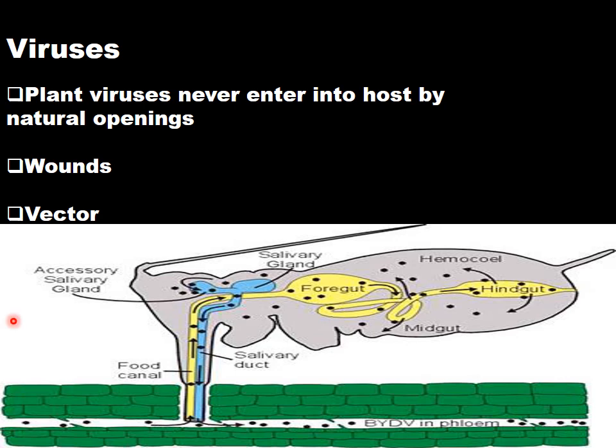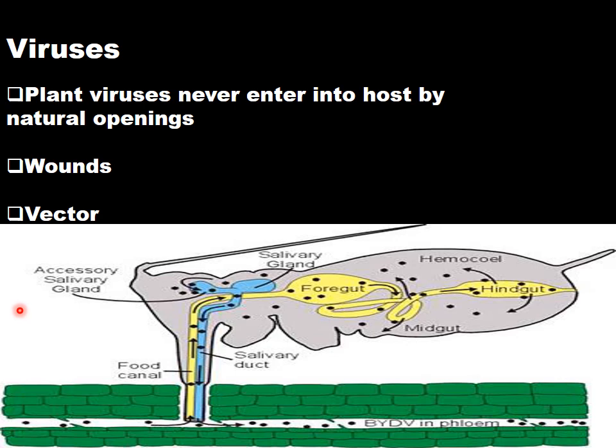Plant viruses never enter inside the host cell by the natural openings. They never enter by stomata, by the lenticel, or by the nectarthode, or by any other natural opening. They can only enter inside the host cell through wounds. And those viruses which enter into the plant cell through wounds are known as mechanically transmitted viruses.